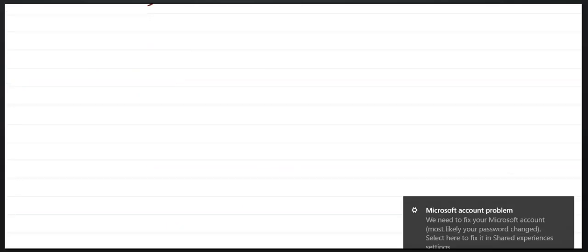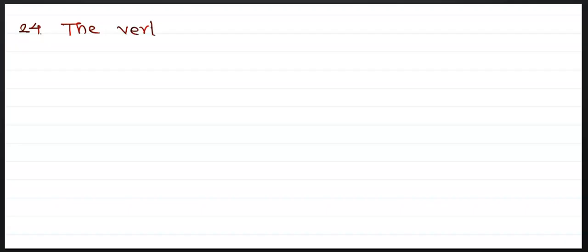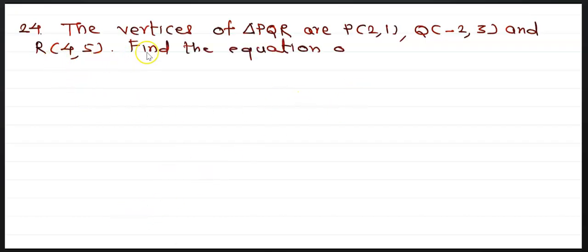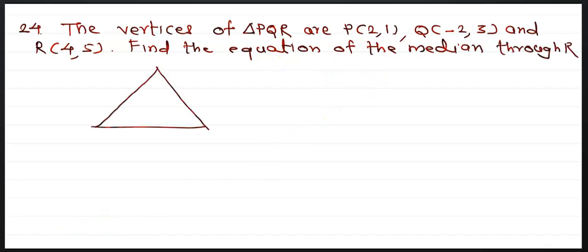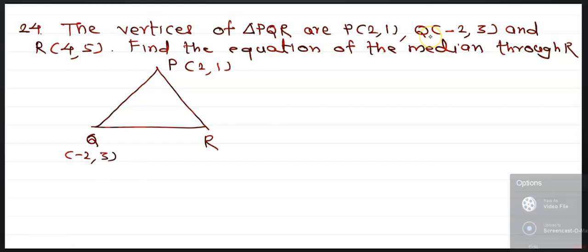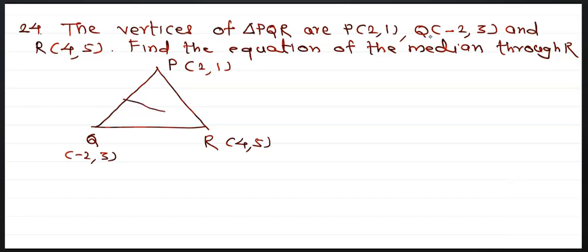Next. Question number 24. The vertices of triangle PQR are P (2, 1), Q (minus 2, 3) and R (4, 5). Find the equation of the median through R. Now this is the triangle PQR whose coordinates are P (2, 1), Q (minus 2, 3) and R (4, 5).